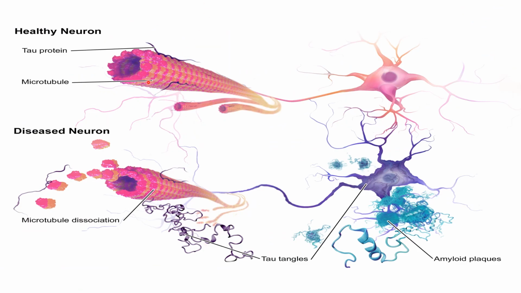This picture shows a healthy neuron that contains normal tau protein, which is a normal neuronal protein, and then this is a diseased neuron with Alzheimer's disease, in which there is a hyperphosphorylated form of this tau protein that forms neurofibrillary tangles, and amyloid plaques that are due to the A-beta aggregates of amyloid precursor protein.